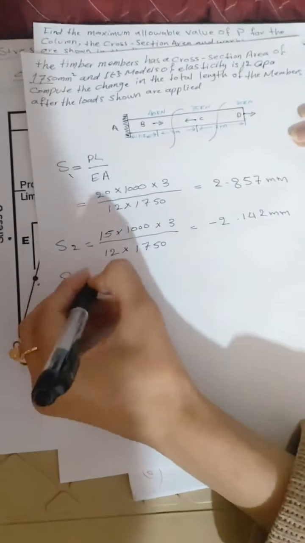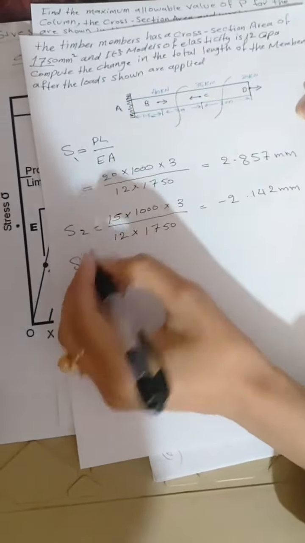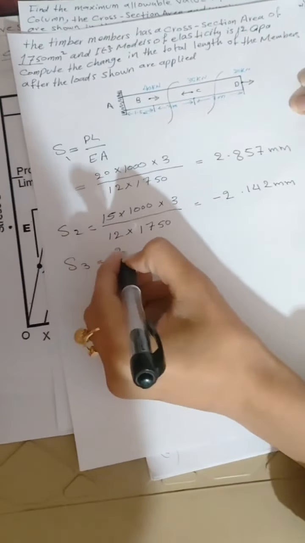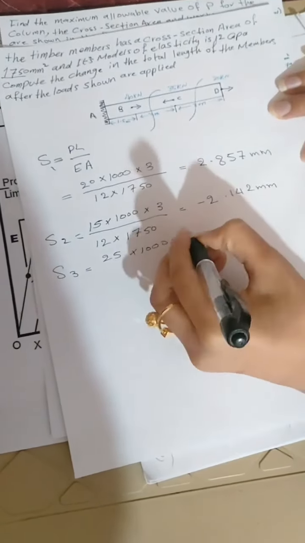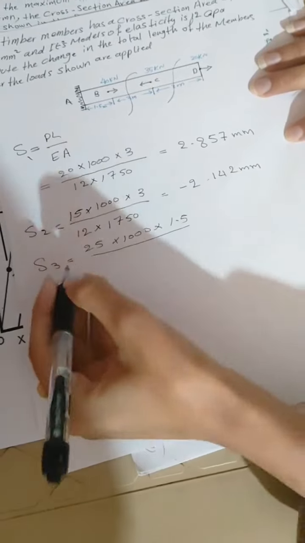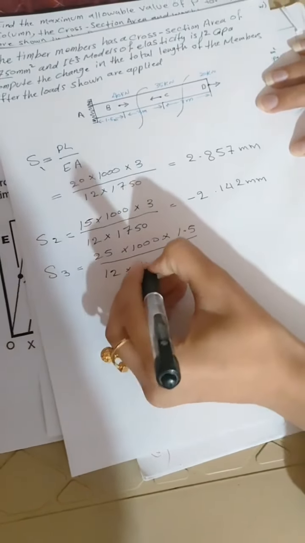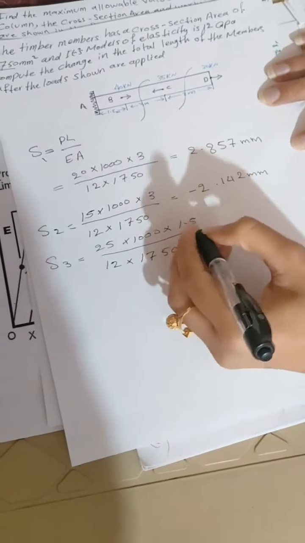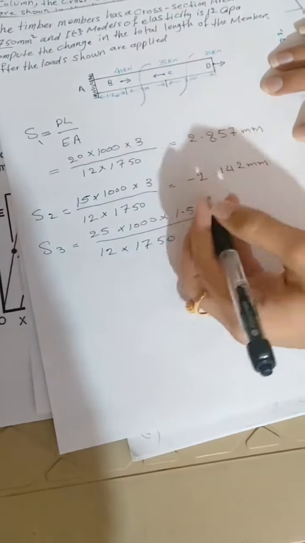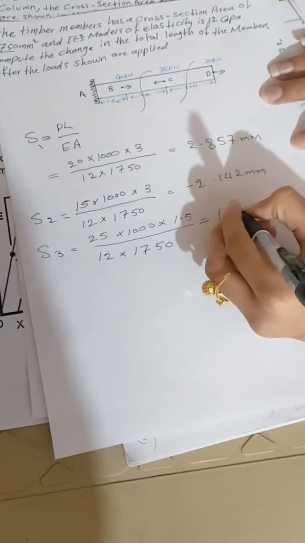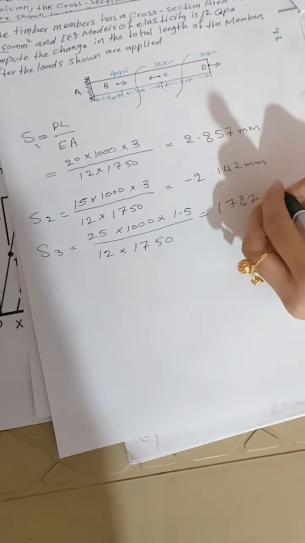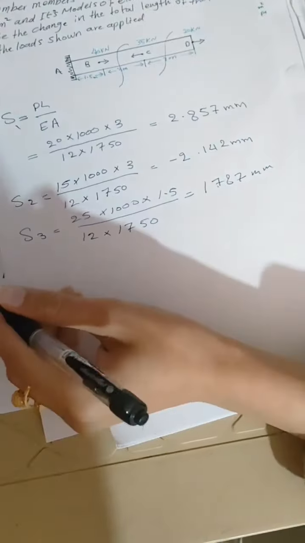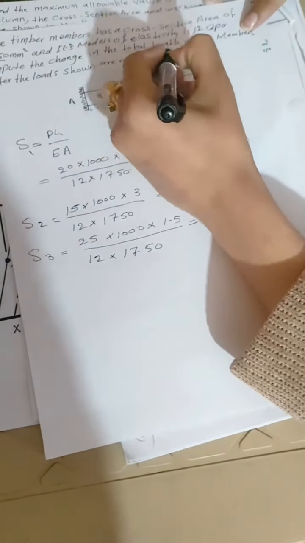The third elongation at point B: we will have the summation of the three forces applied here, and it will be 25. And the length here is 1.5, 12, on the same area 1750. So it will equal 1.787 millimeter.